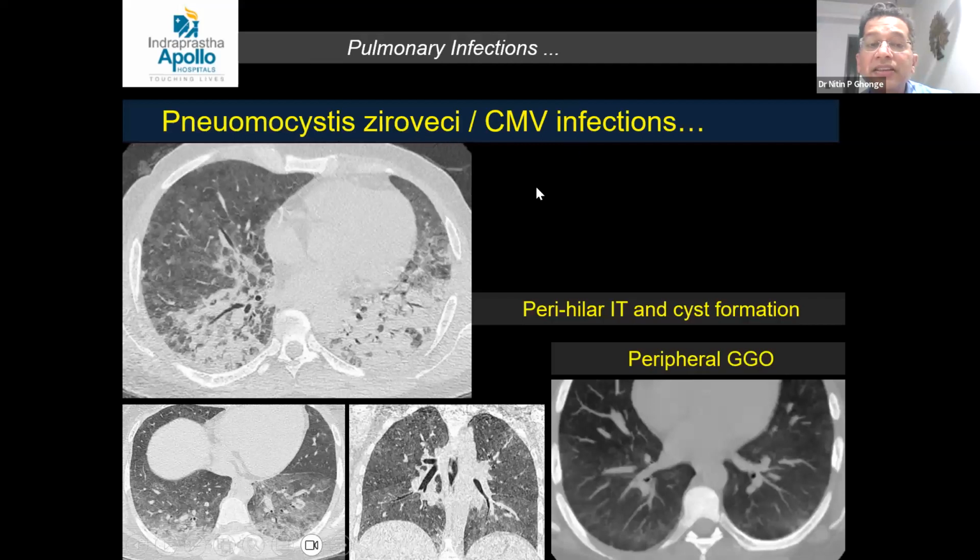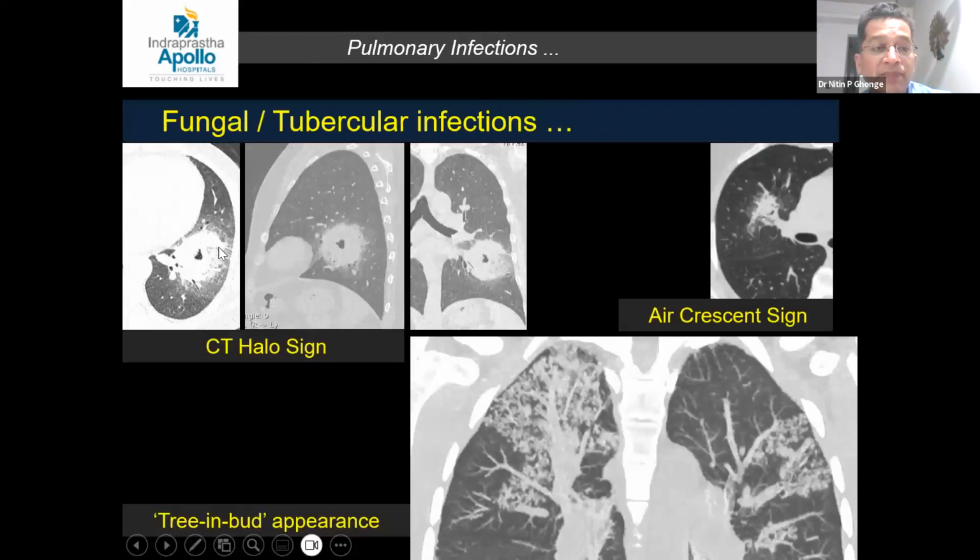Pneumocystis jirovecii or CMV infection. CMV typically looks like this ground glass haze, mainly in the lower lobe region, peripheral GGO or ground glass opacity. And pneumocystis infection typically looks like peribronchovascular cystic changes, interstitial thickening on both sides, as seen in this HRCT image.